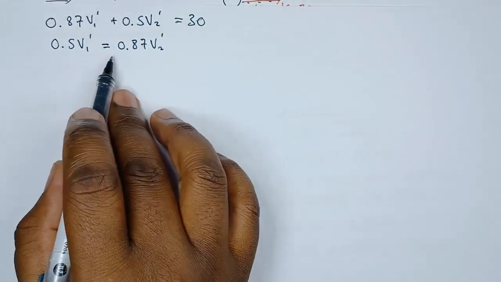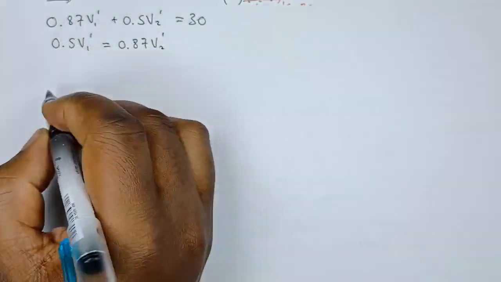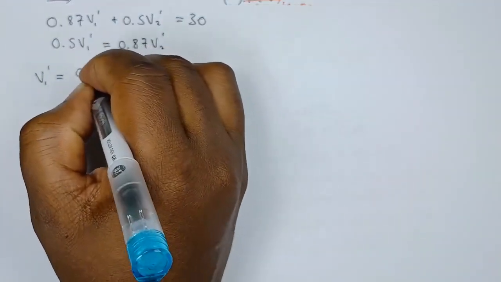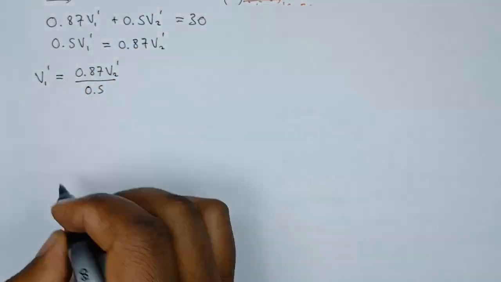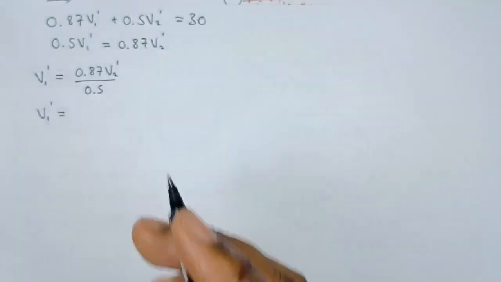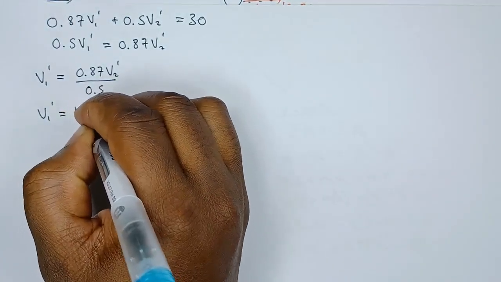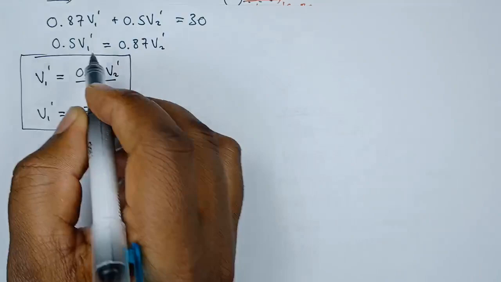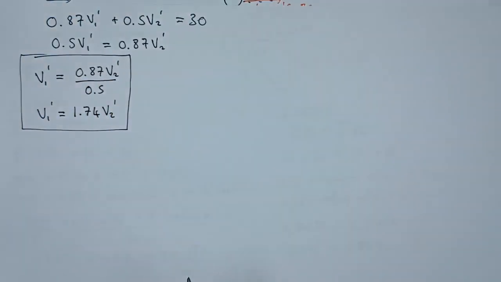From the second equation, we can make one variable the subject of the formula. So let's make v1 prime the subject. If we divide both sides by 0.5, we'll have v1 prime is equal to 0.87 v2 prime divided by 0.5. If we do the division there, divided by half, we're getting 1.74 v2 prime. Now, this is the subject of the formula that has come from equation 2. So this subject that we have, we're going to replace it in equation 1.